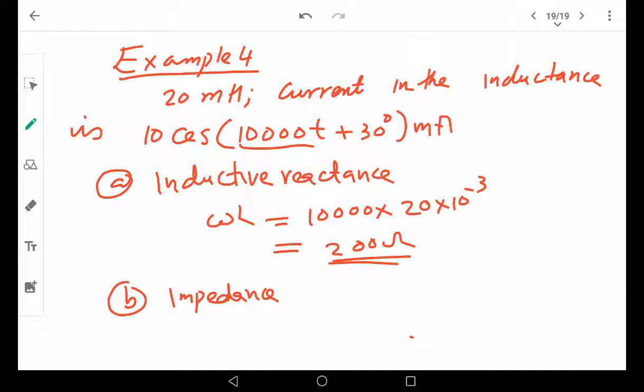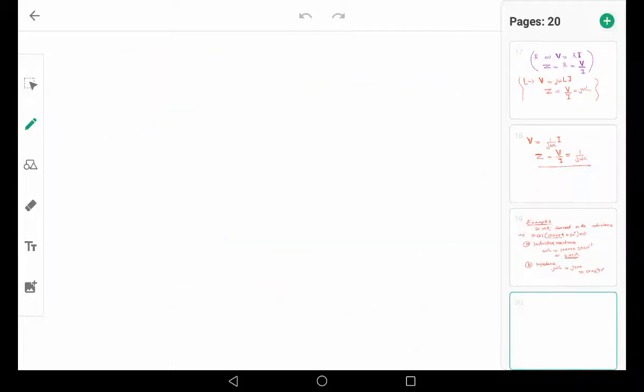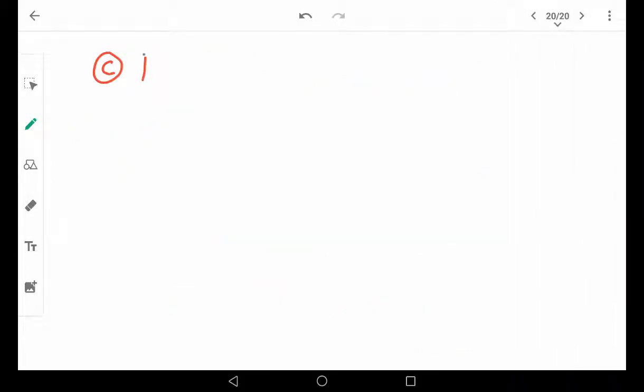Impedance is V by I. Impedance is given by j omega L. You will see the difference between reactance and inductance. So it will be j 20. When 20 is multiplied with j, it is like shifting by 90 degrees, so it will be 20 angle 90 degrees. That's the impedance. The next question is, what is the phasor voltage?